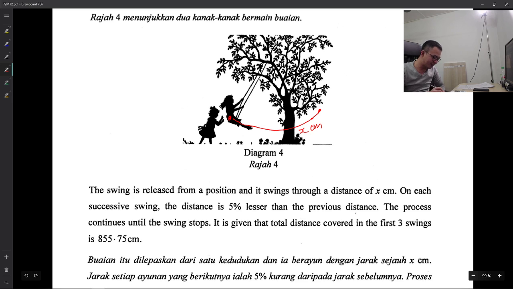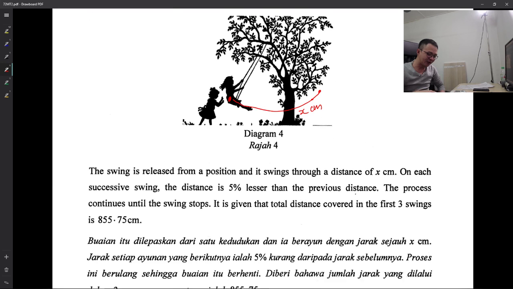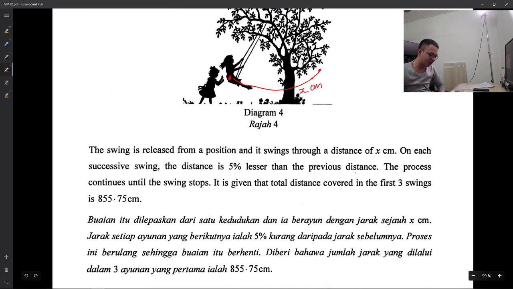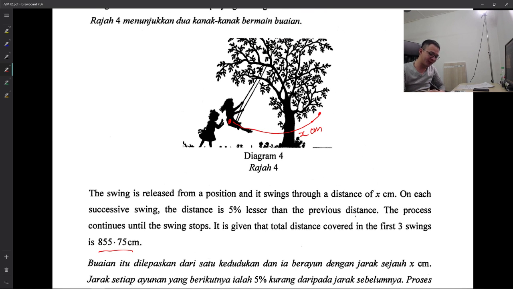For successive swings, the distance is 5% lesser than the previous distance. So the process continues until the swing stops. It's given the total distance covered in the first 3 swings is 855.75. So therefore, I know the first swing is basically x.